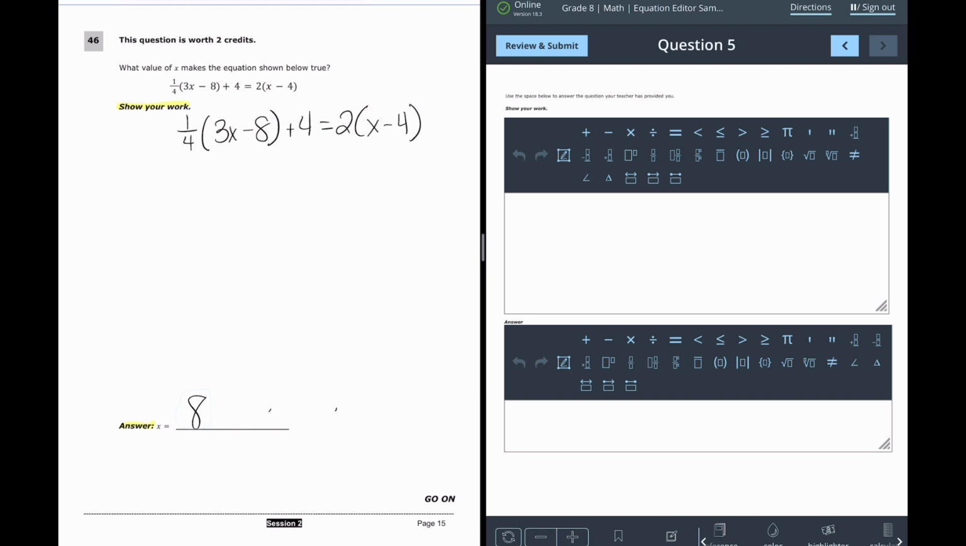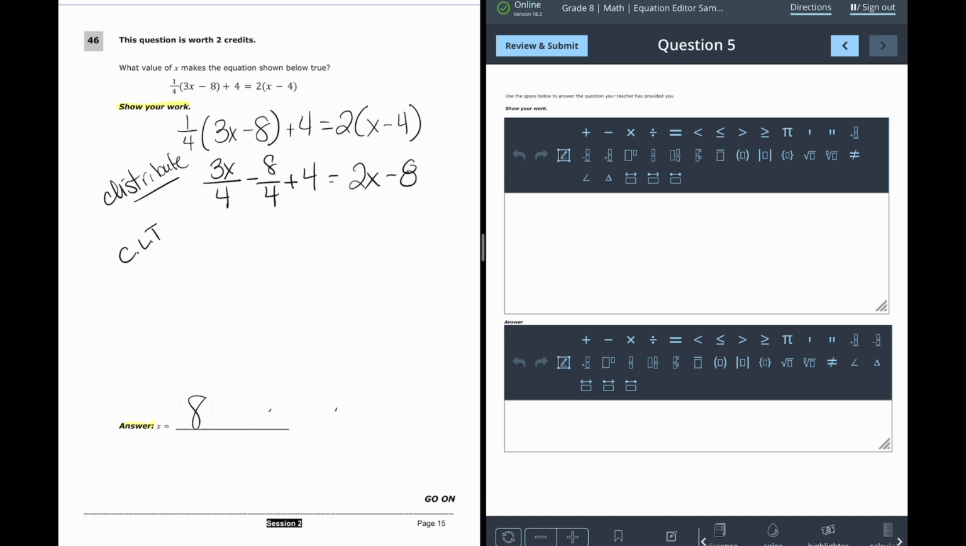All right, so first we're going to distribute. 1/4 times 3x is 3x over 4 minus 8 over 4 plus 4 is equal to 2x minus 8. So all I did was distribute. And you can see now my brain is kind of primed to just say what I did, not just do it, but to start thinking ahead, I'm going to have to explain what I did anyway. And now I'm going to want to combine like terms.